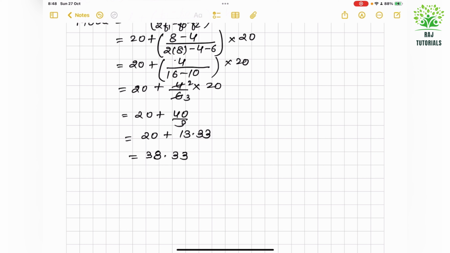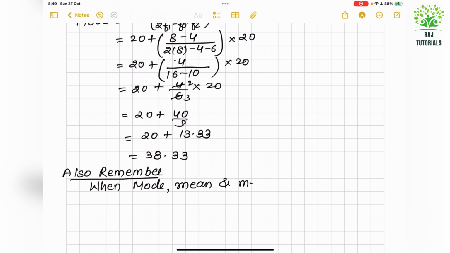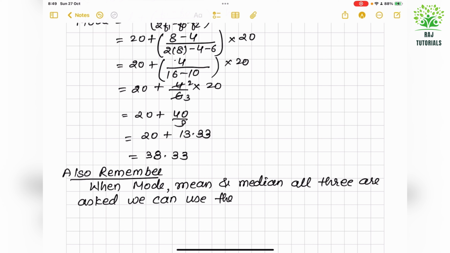Now also remember one more formula. Also remember, when mode, mean and median all three are asked, we can use the formula 3 median equal to mode plus 2 mean. That means even if suppose I know mean and mode, I can put the value in this and I can find the median.